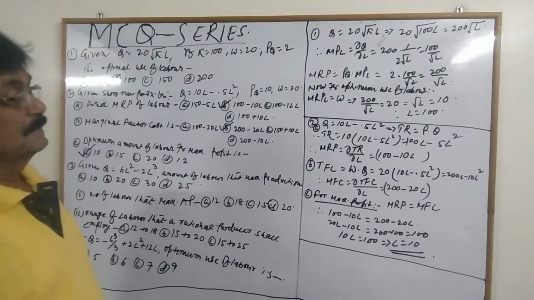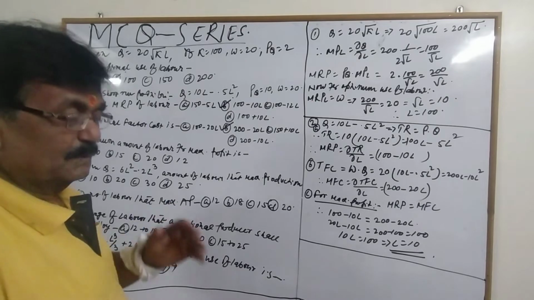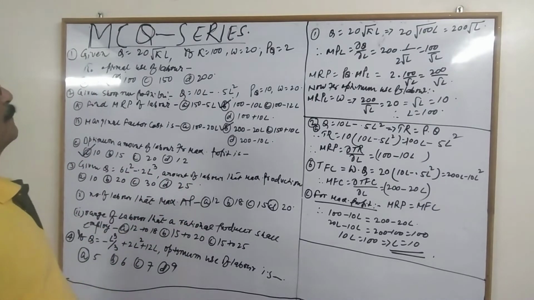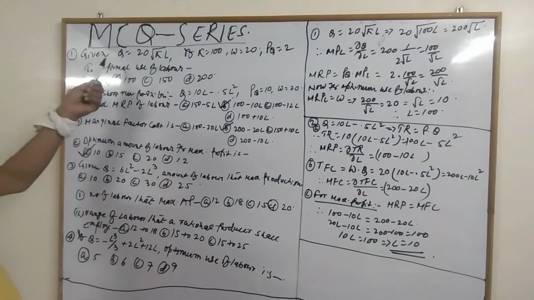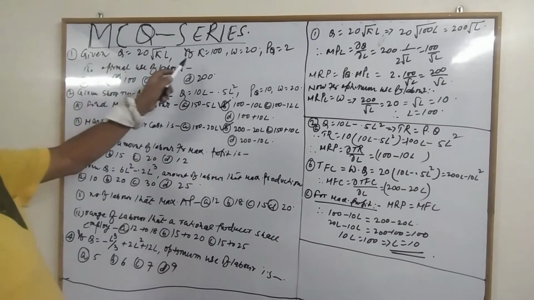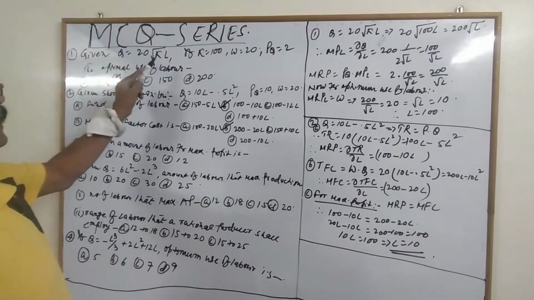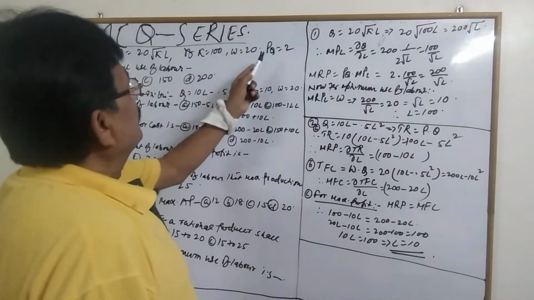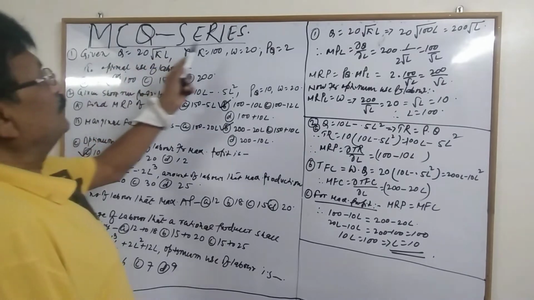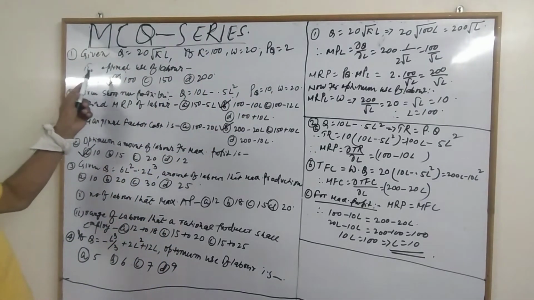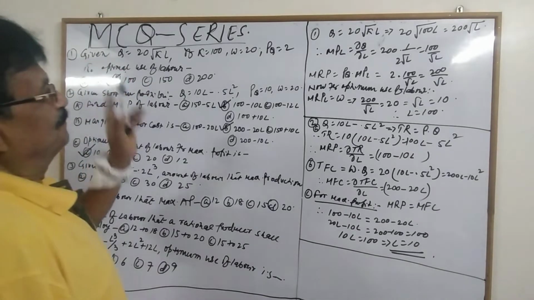So I am going to solve a few sums concerned with cost as well as production. Let us start from the first question. The first question says: given the production function Q is 20 under root KL, K is fixed at 100, the wage rate is given as 20, and the price of the commodity, that is PQ, is given as 2. Now it has been asked to find the optimal use of labor.